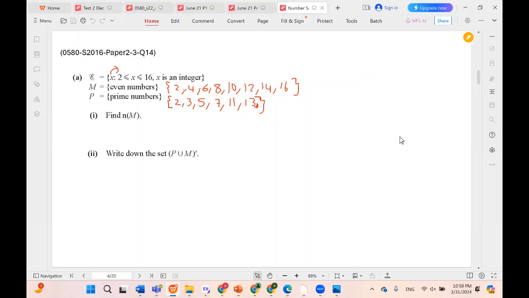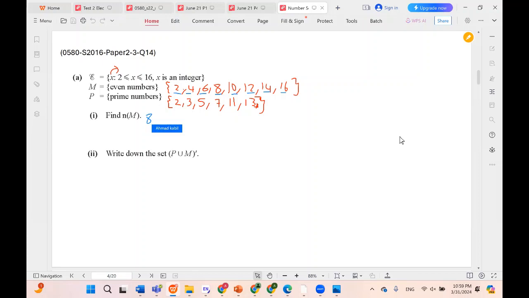So we want the number of elements in M, so we can just count the number of elements that we have in M. 1, 2, 3, 4, 5, 6, 7, and 8. So we have 8 elements in M, so the answer here is 8.